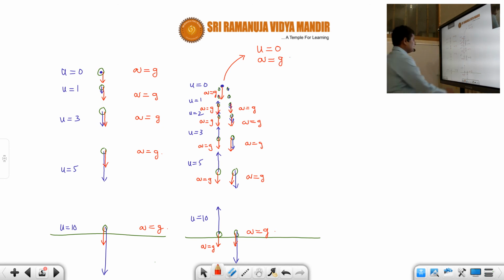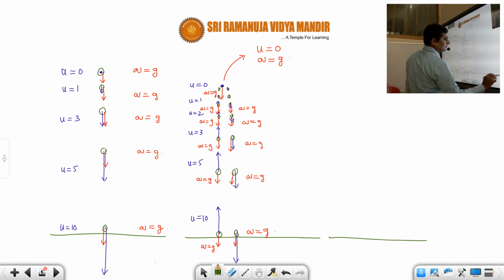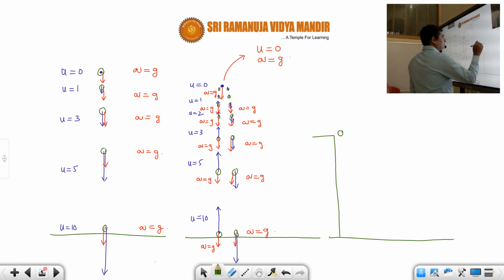Okay. Now third case, what is the third case, students? Third case is when the ball is thrown vertically upwards from the top of a tower. Suppose let us say this is a tower. So from here, suppose the ball is thrown vertically upwards. Okay. So now what will happen? Initially it is thrown upwards, suppose 5 meters per second. Then what will happen? Since the speed is more, distance covered is more.